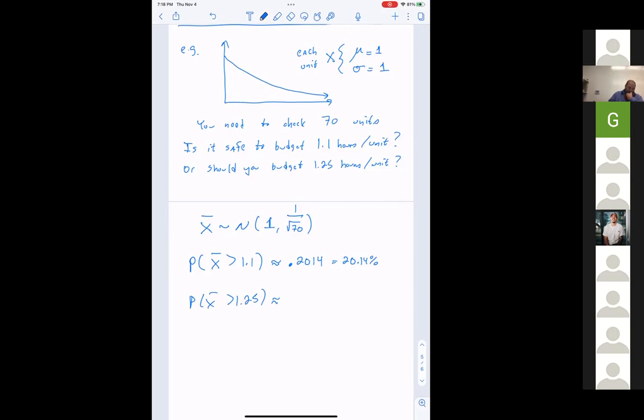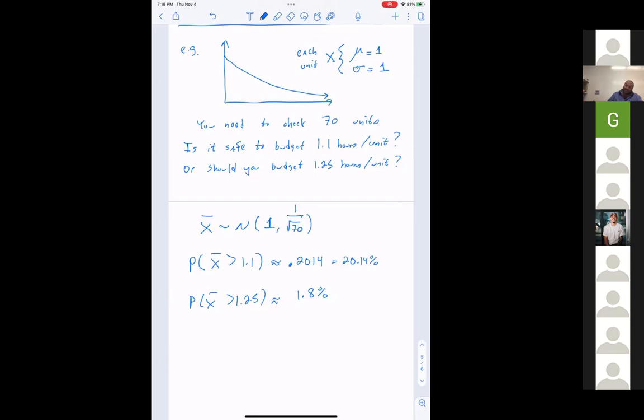What do we get for this one? 1.8%. Now, is that an acceptable likelihood? If you were budgeting it for your company, is having a 1.8% chance that you are going to go late acceptable, or would you go even longer?